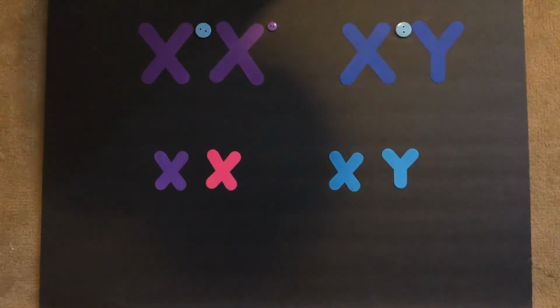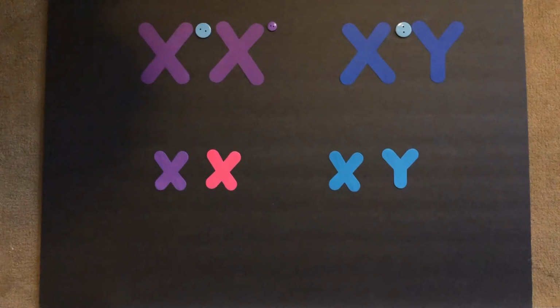X-linked dominance means that you only need one affected X chromosome in order to be affected by the trait. In this scenario, the blue button represents the dominant trait, and the purple button represents the recessive trait. The offspring of this mother and father inherit one trait from each parent. The father will pass on his X chromosome to his daughters and the Y chromosome to his son. The mother passes on an X chromosome to both her son and her daughter.